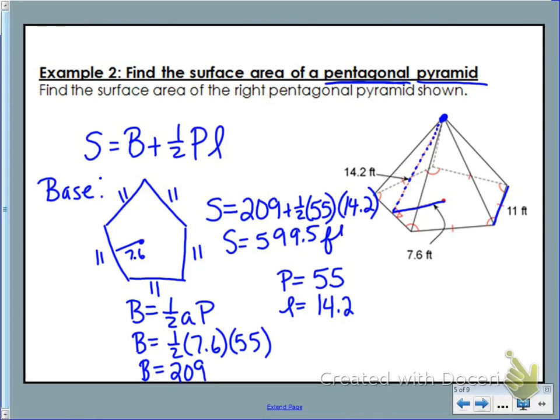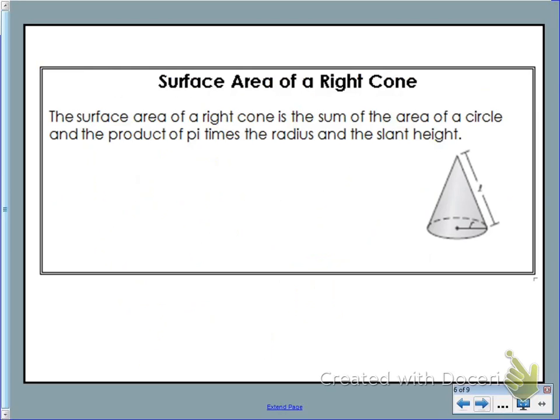We should find that the surface area is 599.5 feet squared. And keep in mind, when we're calculating surface area, we're calculating the area of each of the faces and combining it. That's what this formula does for us. And that gives us the total surface area of the shape.